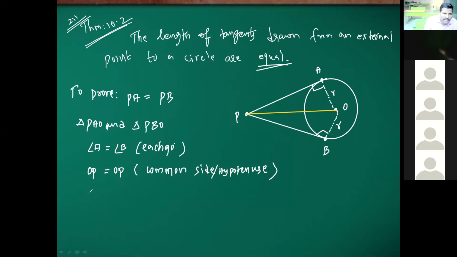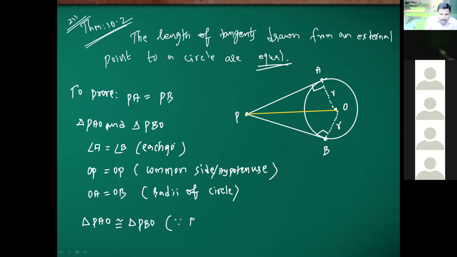Okay. Next we have OA, which is equal to OB. This is the radius. So, radii of a circle. Radii is the plural form. You just write radii of a circle, that's it. You see, children, this is not similar. Accurately, this is congruent by RHS. So triangle PAO is congruent to triangle PBO by RHS.